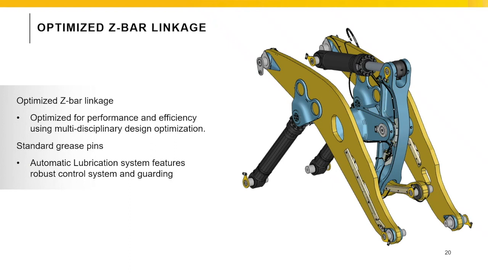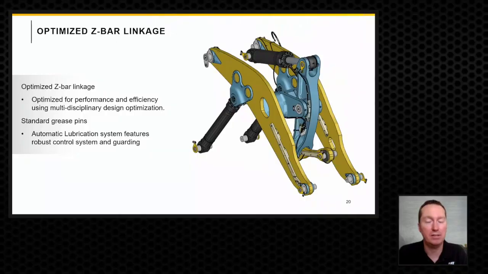So let's talk about the optimized Z-bar linkage. This is a key enabler to the efficiency. We have people who have asked, you kind of perfected the monoboom. It's been doing good in the field. And so after the success of the 992K, why are we changing? And the answer is we wanted to get to the next level of efficiency, not only productivity, but efficiency.